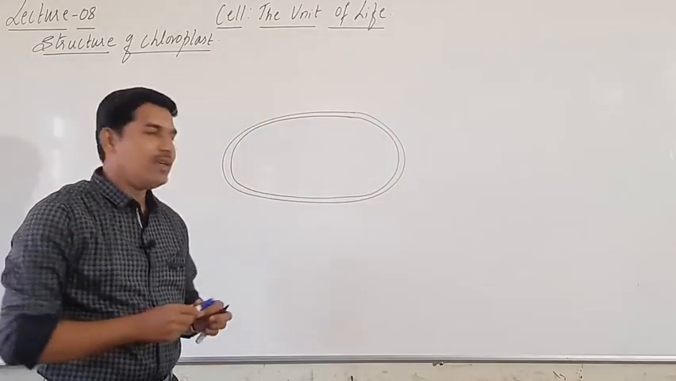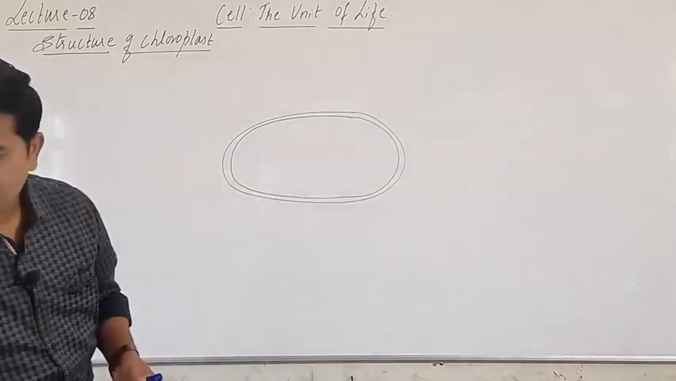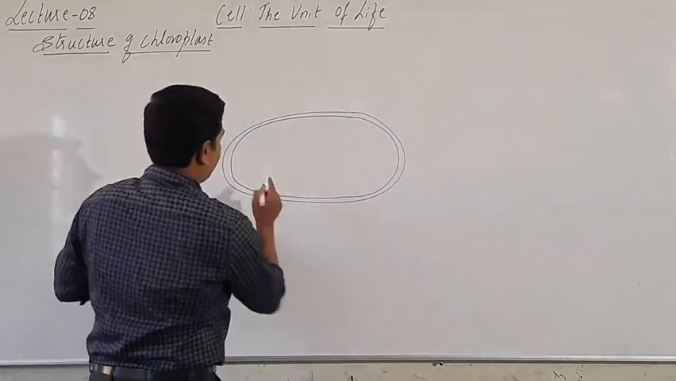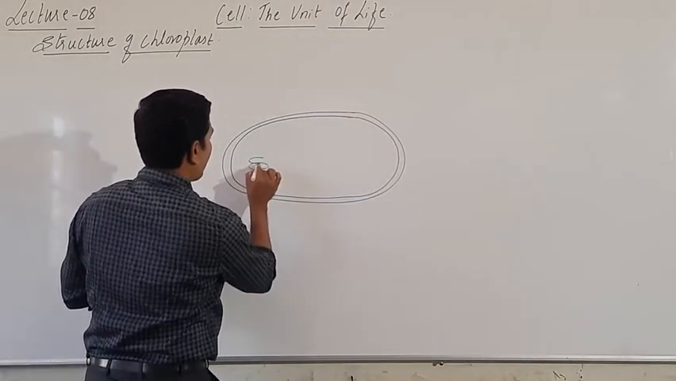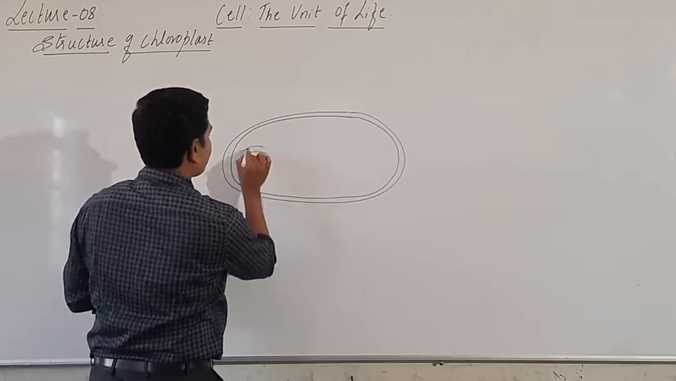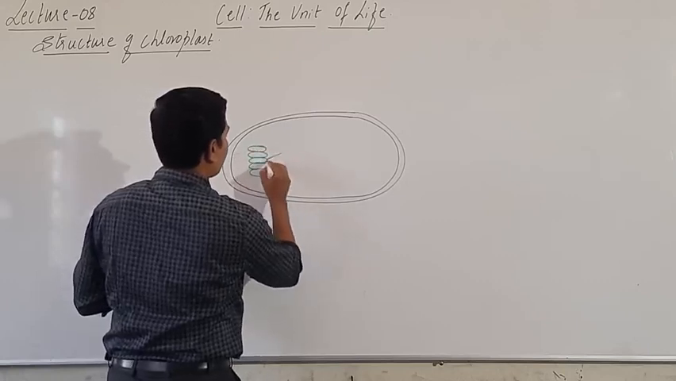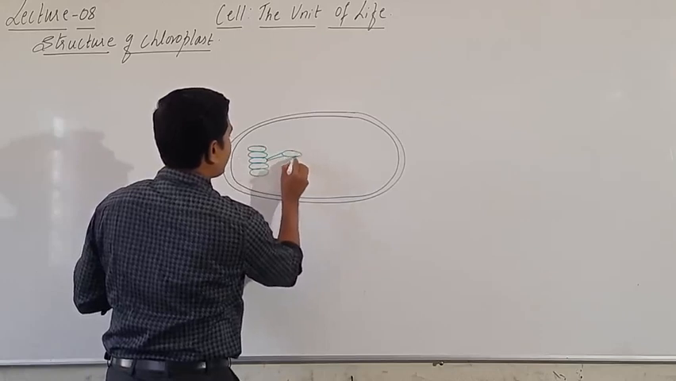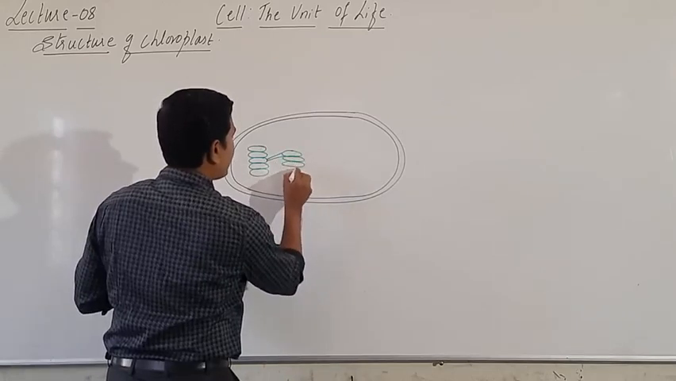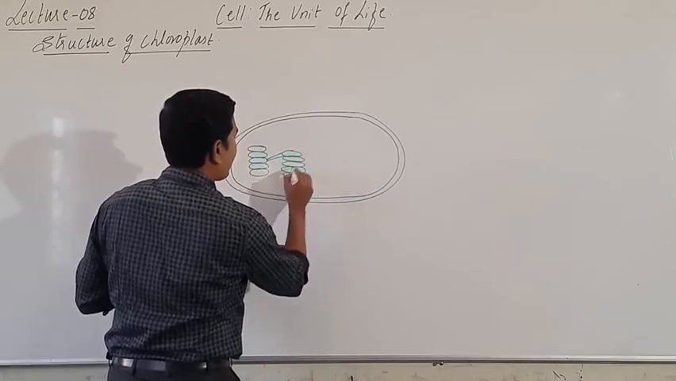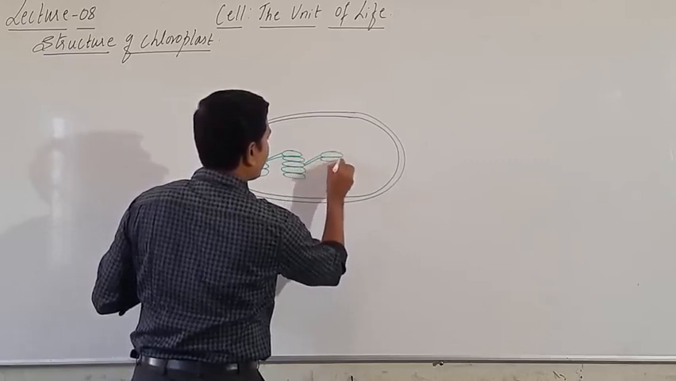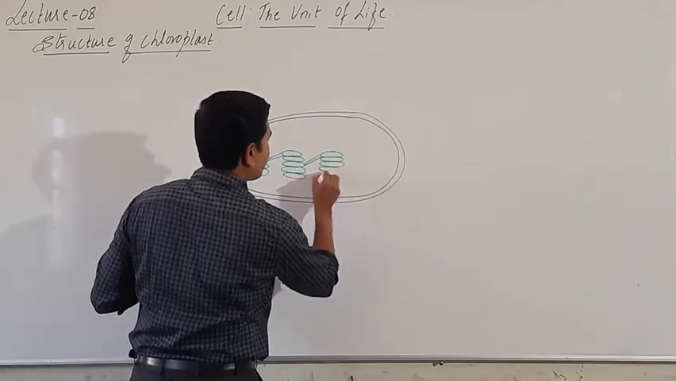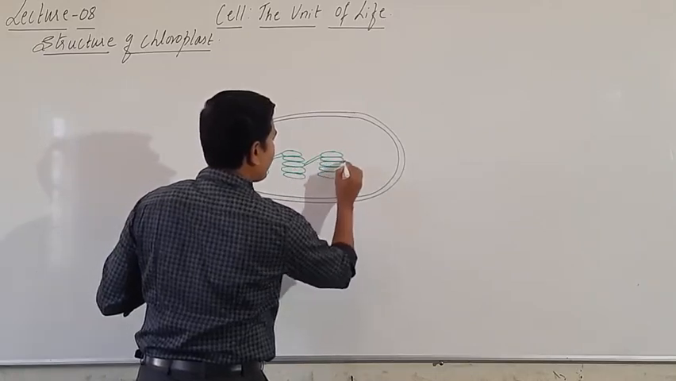Now this chloroplast consists of a set of pile of coin like structures. These are called grana. The entire part is called grana, and a single piece is called a thylakoid.